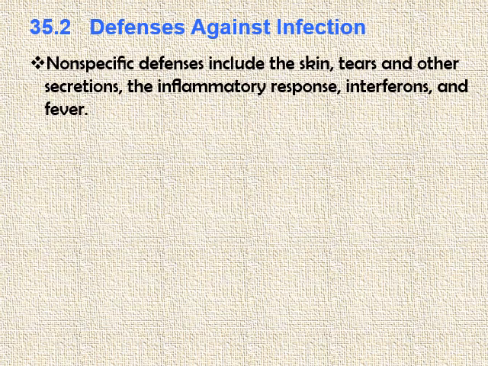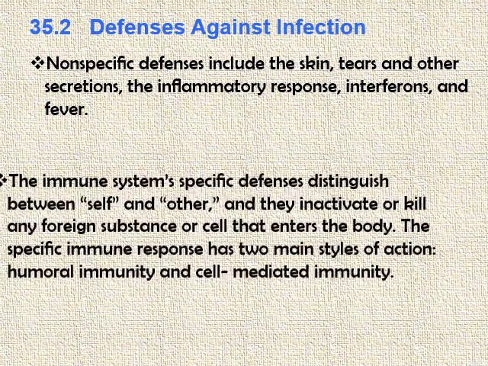Now, the main points under the second lesson of the chapter, defense against infection. Under this lesson, we discussed three lines of defense of the immune system. The first one is the non-specific defenses like skin, tears, and other secretions make up the first line of defense. And the second line of defense is made of inflammatory response, interferons, and fever.